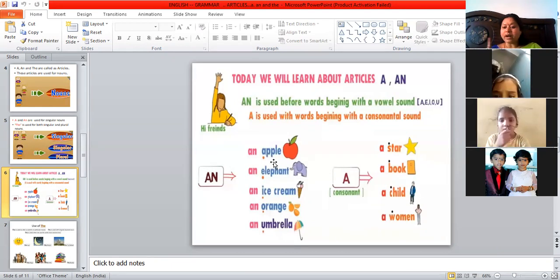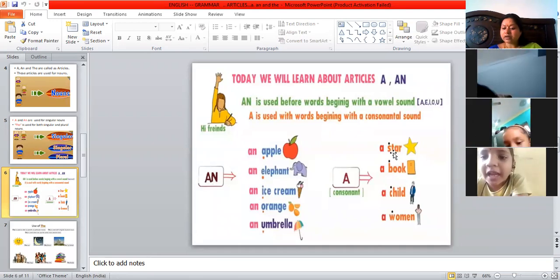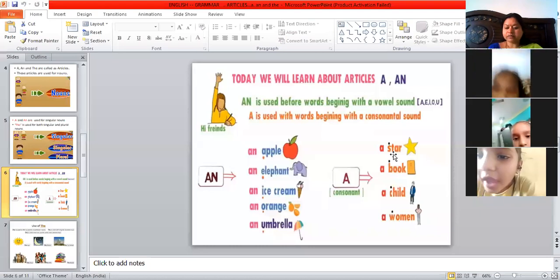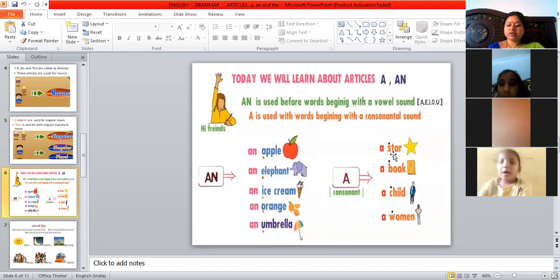Singular means what? One. An apple means only one apple. An elephant, one elephant. An ice cream, one ice cream. A star means one star. A book, one book. So a and an are used for singular nouns. And an is used before a vowel sound: an apple, an elephant, an ice cream, an orange, an umbrella.